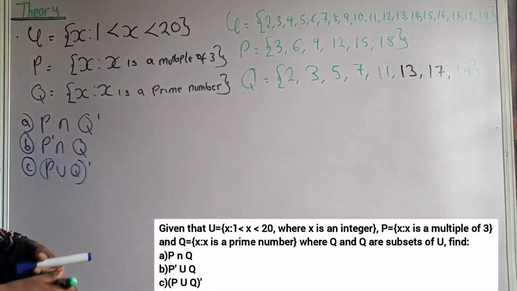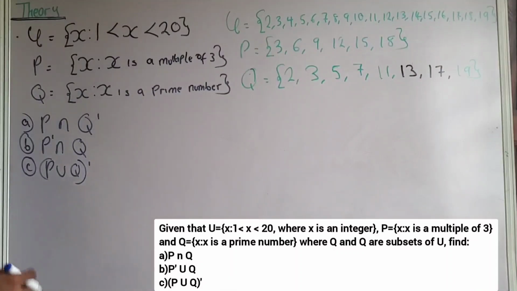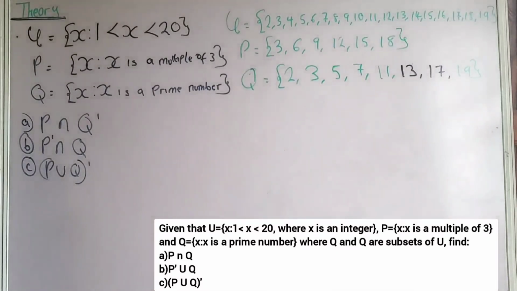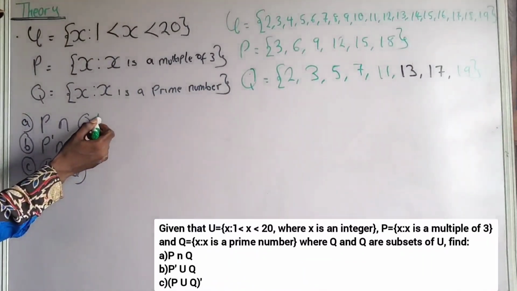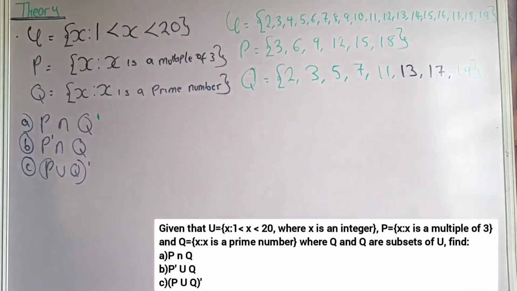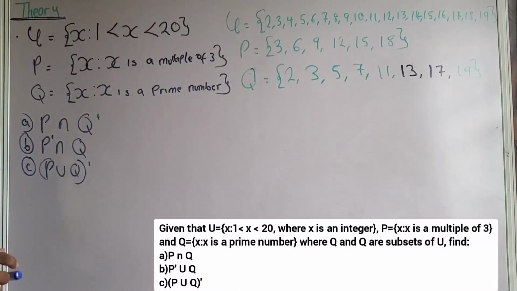So now, since we have written the elements that are present in both set P and set Q, we can now go back to the question. We are asked to find P intersection Q prime. Before we can find P intersection Q prime, we need to determine Q prime. You understand? This sign that you see here is known as prime. Are you getting it? And the meaning is simply the elements that are present in the universal set that are not present in set Q.